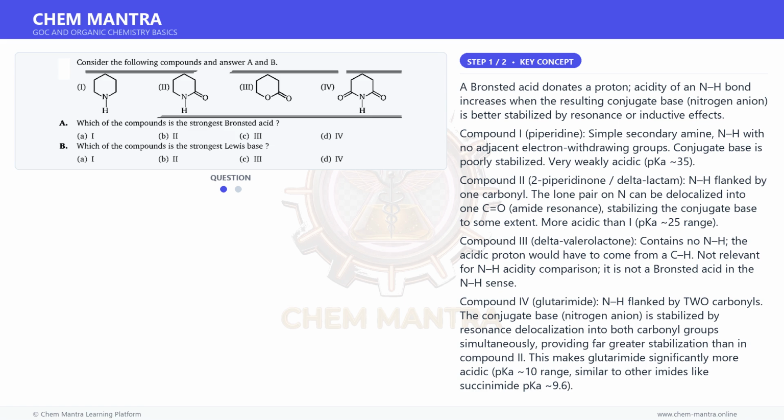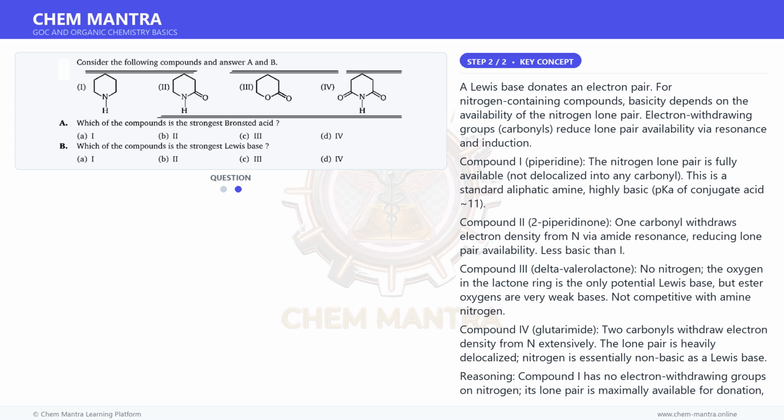Why do other options fail? 1 has no EWG stabilization, 2 has only one carbonyl, 3 has no NH, 4 has two carbonyls giving maximum NH acidity. Answer for A: D, compound 4. Part B, strongest Lewis base.